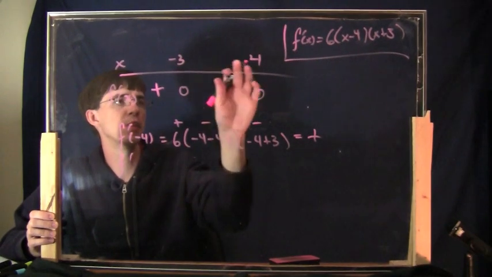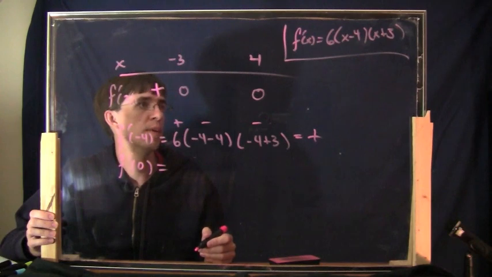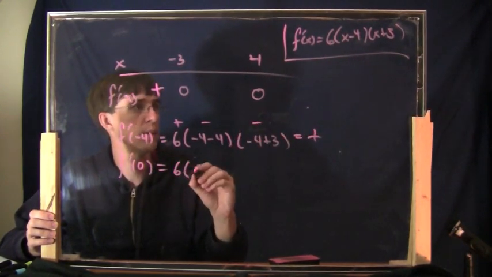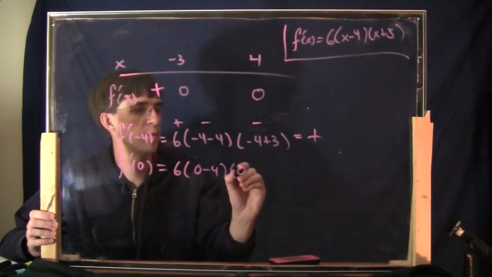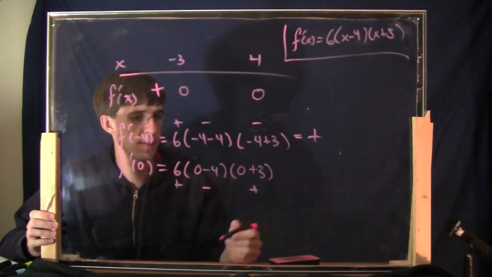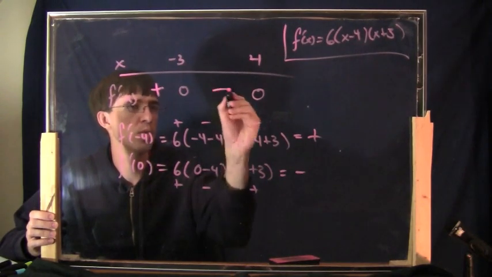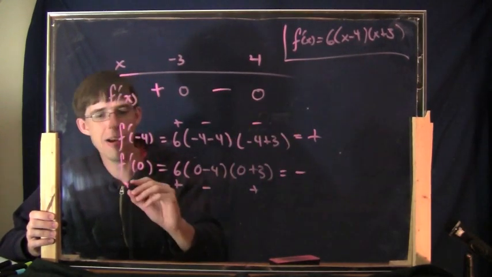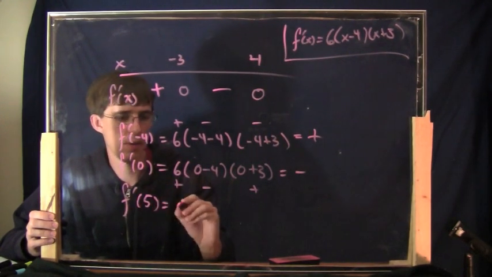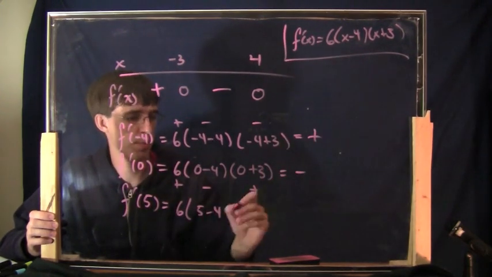What about in the middle interval? Let's choose 0. I always like to choose 0, if I can get some of that. Plug in 0 for x here: 6 times 0 minus 4 times 0 plus 3. This is positive, negative, positive, right? So when you multiply these up, you get a negative number. So it's negative in there. Now we plug in something bigger than 4, say 5. 6 times 5 minus 4. I'm plugging in 5 up here.